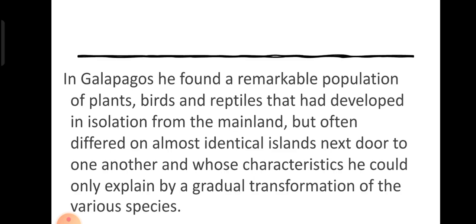So, in the Galapagos, he found a remarkable population of plants, birds, and reptiles that had developed in isolation from the mainland but often differed on almost identical islands next door to one another, and whose characteristics he could only explain by a gradual transformation of various species.